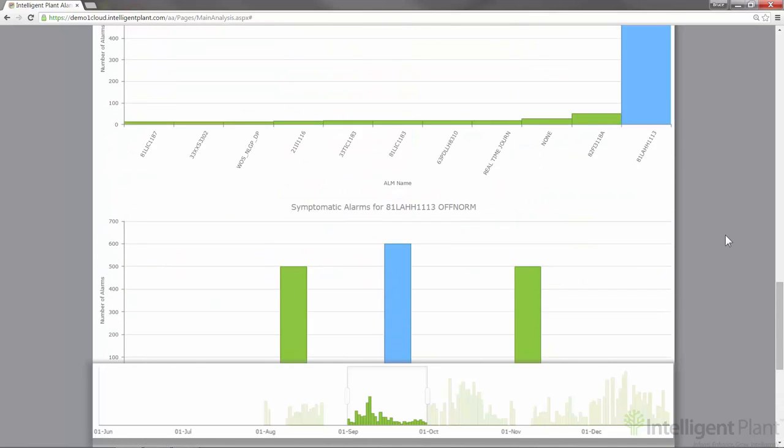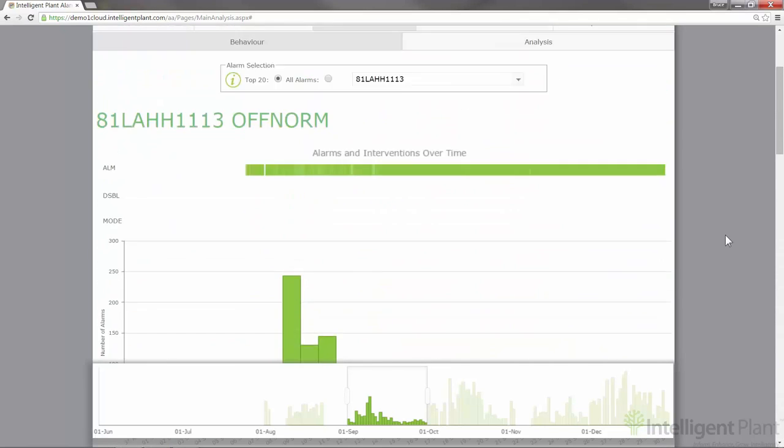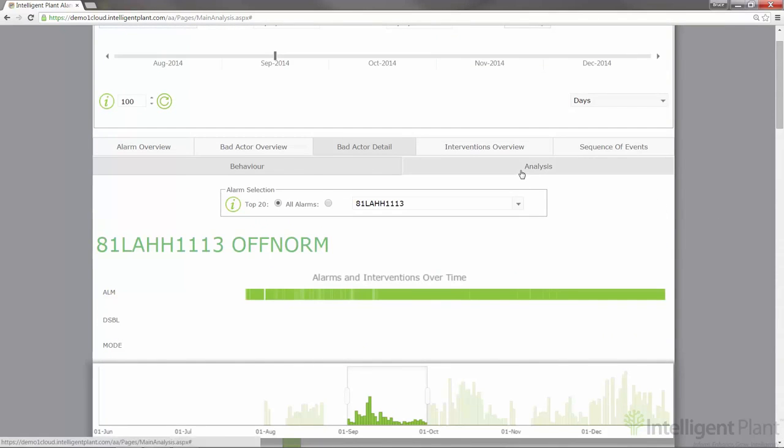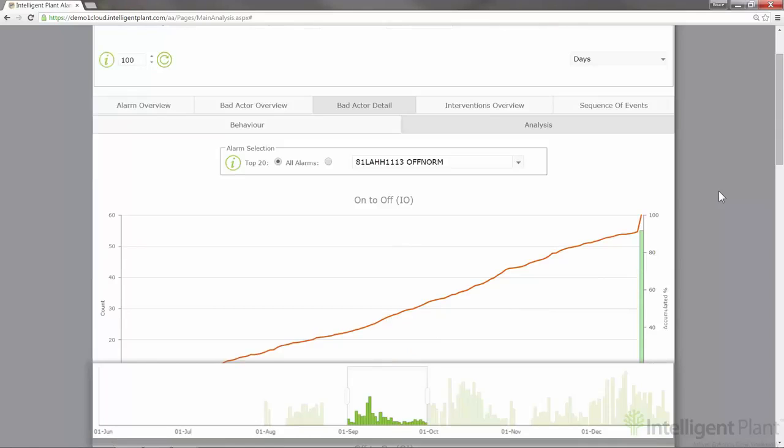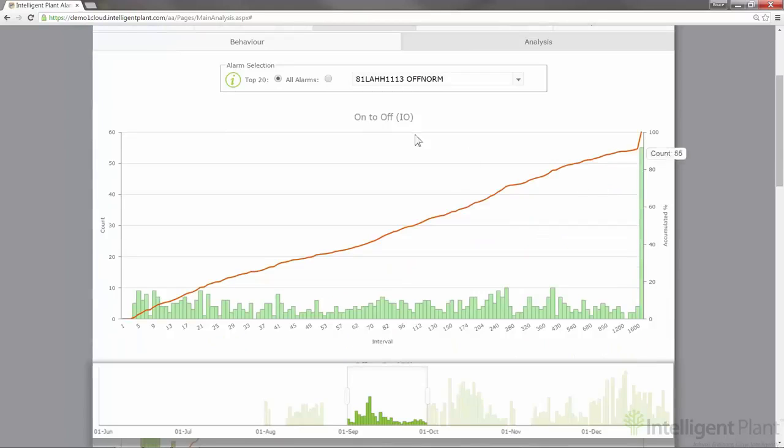We can now go to the Analysis tab, where we can extract some specific diagnostic information. There are 3 measurements we can extract from the alarm messages in the database. We can extract the on-to-off time, which is how long the alarm is on for. We can extract the off-to-on time, which is how long the alarm is off for. And the on-to-on time, which is the time between enunciations. So on-to-off is how long the alarm is on for.